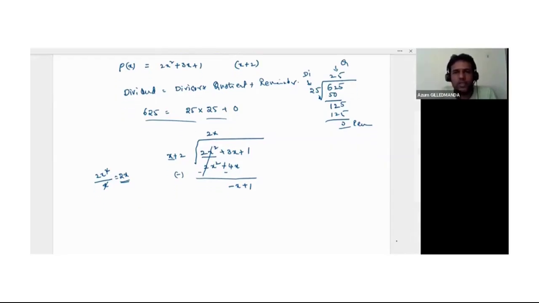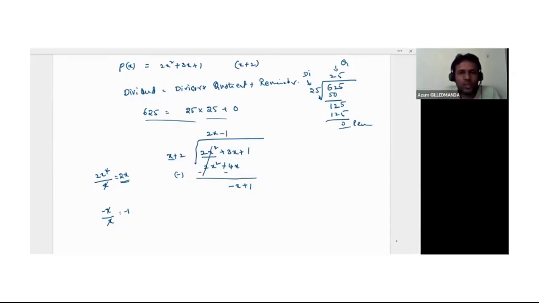Now, this is minus x plus 1. Now, you see here, this becomes your polynomial, this value and this value. So here it is minus x. How to get the next multiplier? Minus x by x. So x gets cut, so it is minus 1. So your next multiplier will be minus 1. Then your quotient becomes 2x minus 1.